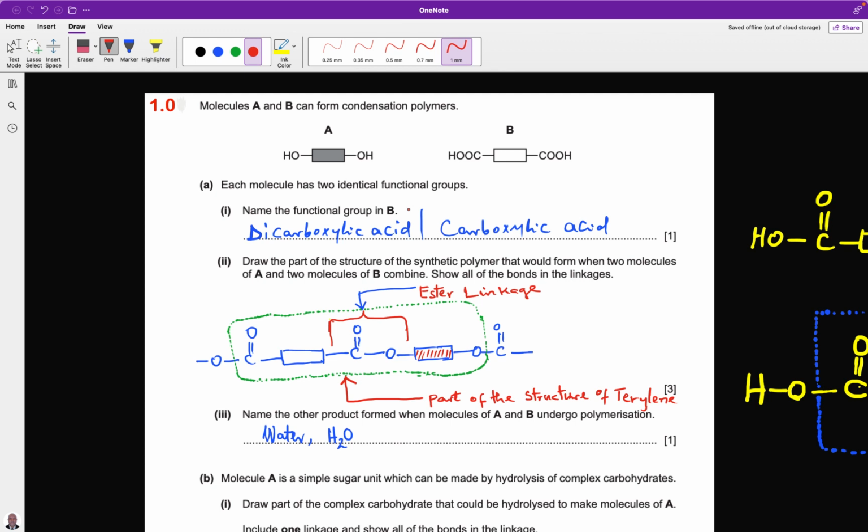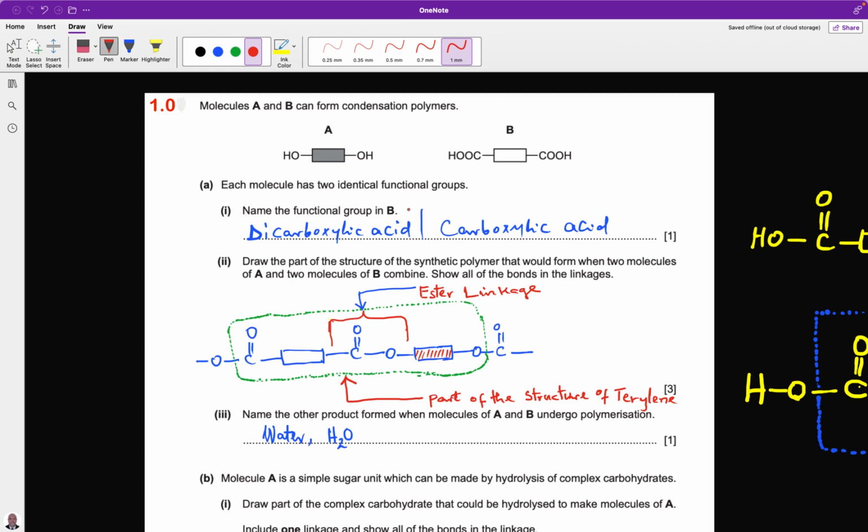You see the structure of the molecule A. Molecule A is a diol. It has two OH groups. Molecule B is a dicarboxylic acid. It has two carboxylic acid groups attached to the molecule.